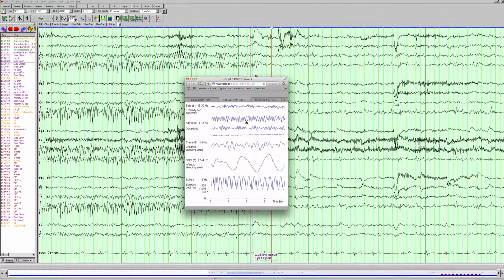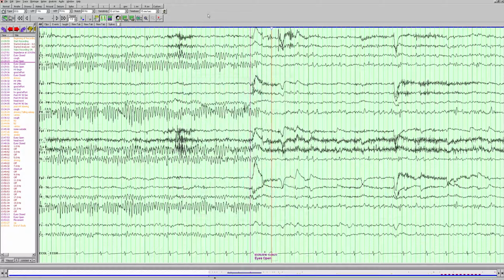Now let's go ahead and review what those terms mean. Alpha rhythm is 8 to 13 hertz. Theta rhythm is slower, that's 4 to 8. Delta activity is even slower, it's 0.5 to 4 hertz. And then we've got beta activity, which is faster, and that's 13 to 30 hertz. So we've got delta, theta, alpha, and beta. Okay, so this patient, the frequency of the posterior dominant rhythm is 9.5 to 10 hertz, so that's normal.